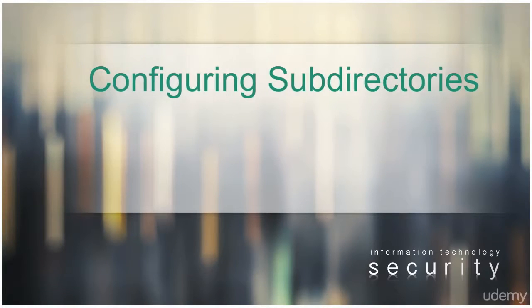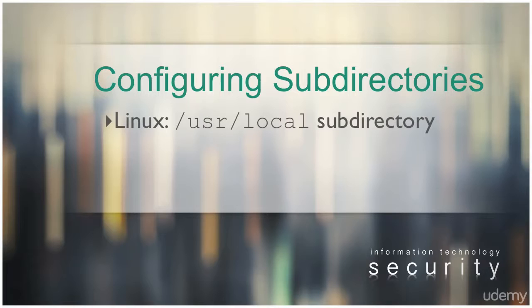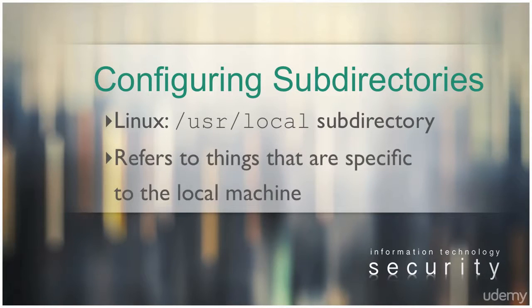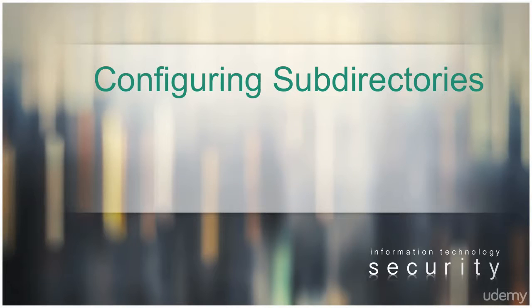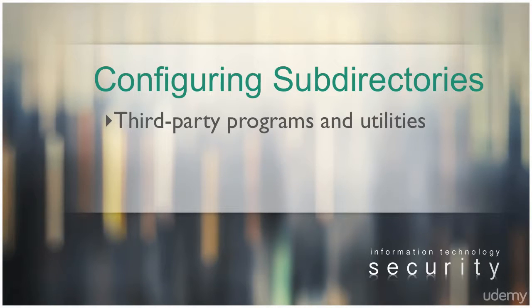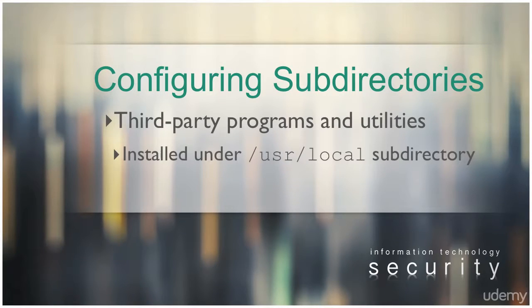So most Linux systems have a /usr/local subdirectory. Local refers to things that are specific to the local machine. In other words, if a particular program isn't installed on all Linux systems by default, then it represents something that is additional to that particular local machine. So most third-party programs and utilities should be installed under this /usr/local subdirectory.